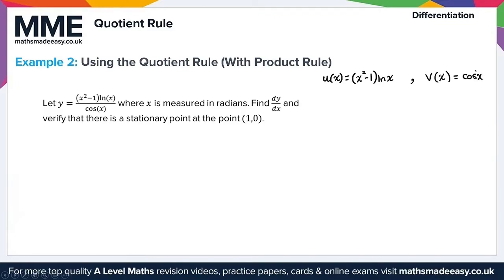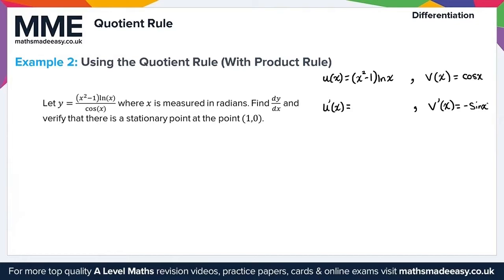Now, what we might notice here straight away is we have a bit of an issue because with our u of x here, this is written as a product here of two functions. So we've got x squared minus 1 times by ln of x. And this is why we require the product rule here. So we need u prime of x, but to find u prime of x, we will need to use the product rule. So we'll come back to this in just a moment. Let's quickly find v prime of x. So v prime of x here, well, what's the derivative of cos x with respect to x? Well, that simply gives us minus sine x.